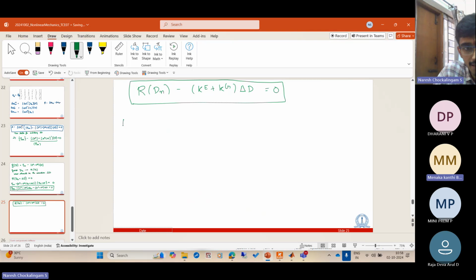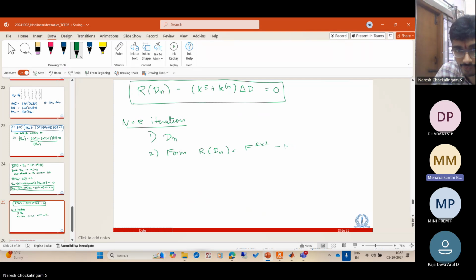So what is the Newton-Raphson iteration? The Newton-Raphson iterations are as follows. First start with a guess dn, then form R of dn as F external minus F internal. F internal is a function of dn. Then form something called the tangent stiffness matrix.